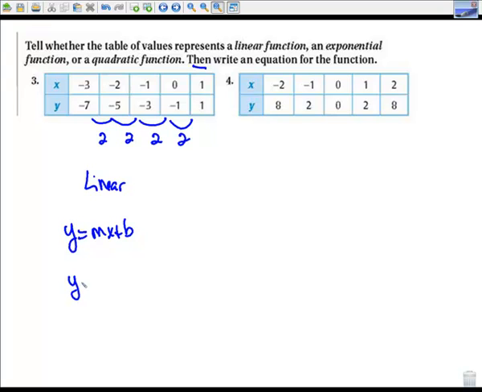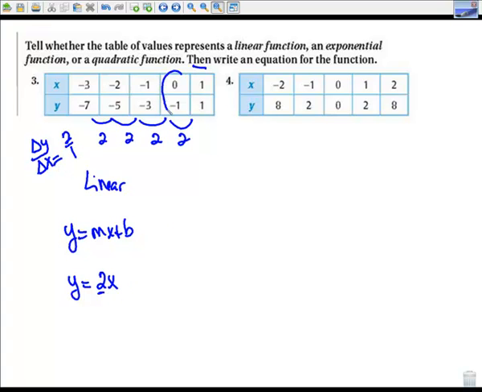And my slope is actually 2, because that's what it's changing by. Since all of my x values are changing by 1, and my y's are changing by 2, the change in y over the change in x is 2 over 1. So that gives me a slope of 2.